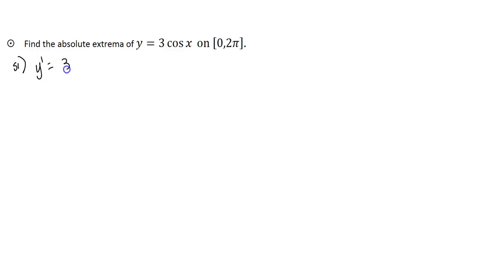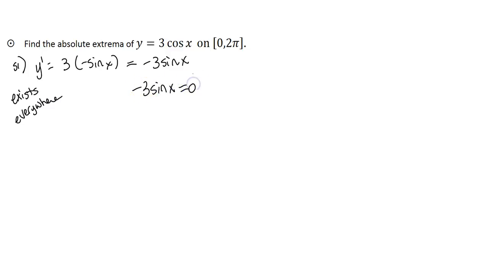So y prime is going to be 3 times negative sine of x, or negative 3 sine of x. So again, this derivative exists everywhere, so no problem there. We do want to see where it's equal to 0. So negative 3 sine of x equals 0 basically means that sine of x equals 0. So if you're looking at a unit circle, the only places from 0 to 2 pi where sine of x equals 0 are where x is equal to 0, pi, or 2 pi.